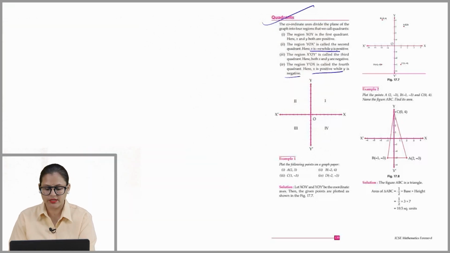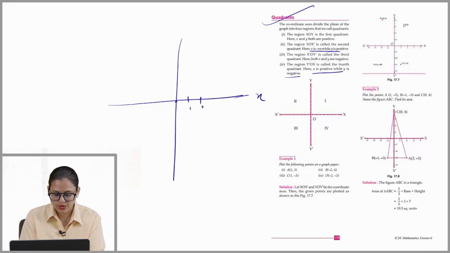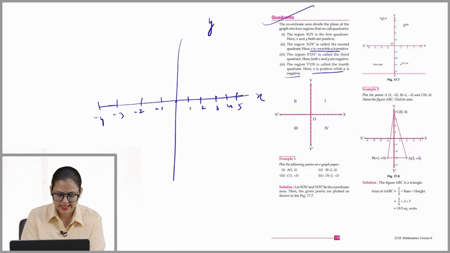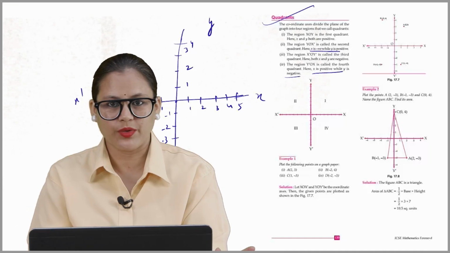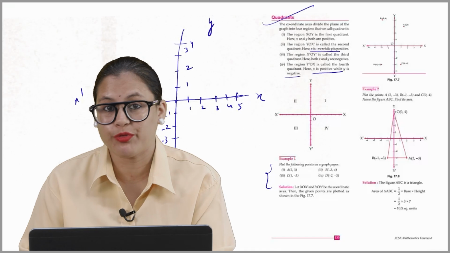Okay, so you will take first a graph paper like this. This is your x-axis, this is origin 0, 1, 2, 3, 4, 5. Okay, -1, -2, -3, -4. This is your y-axis. This is x, this is x'. 1, 2, 3, 4. -1, -2, -3, -4. Okay, and then you will plot all the points in this graph with the help of a graph paper.